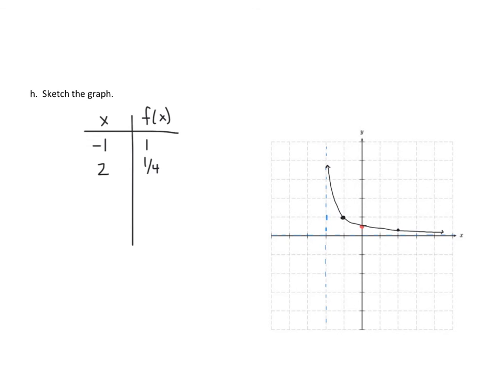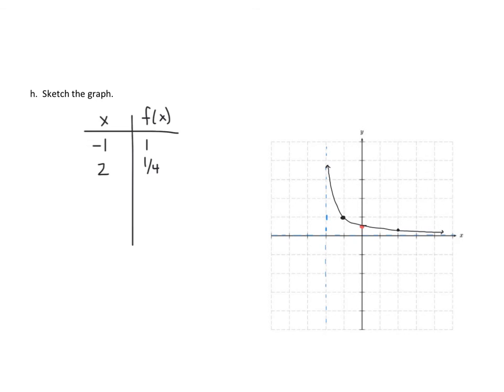Notice that we have no x-intercepts, so we will not cross the x-axis, but as we go off to positive infinity along the x-axis, our function does approach the x-axis. And then as we approach x equals negative 2 from the right, our function is approaching positive infinity.